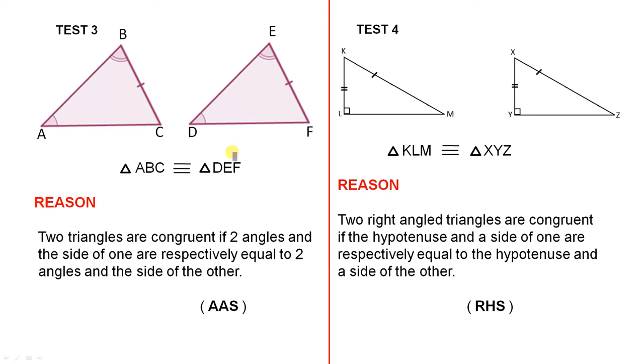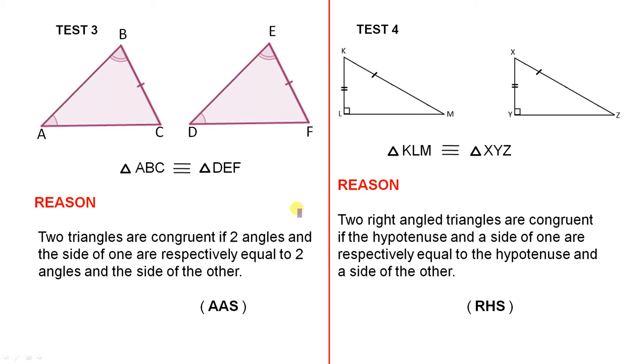Test number 3. We write that triangle ABC is congruent to triangle DEF. Let's look at the reason. Basically, we're told that that angle equals that angle equals that angle, and that side equals that side. This is the reason the two triangles are congruent.